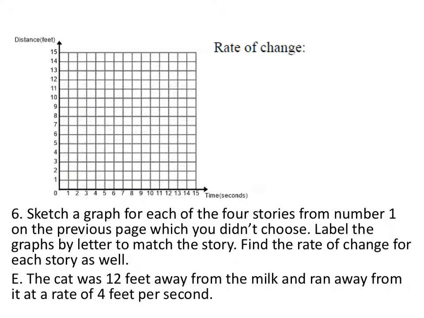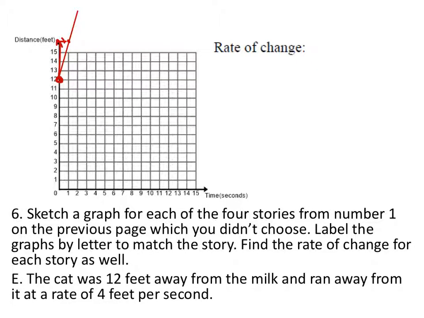All right, part E, the cat was 12 feet away from the milk and ran away from it at a rate of 4 feet per second. On this one, it's going to start 12 feet from the milk, and then it's running at 4 feet per second, so it'd be 4 feet and then 1 second right there. And that would give us this line or something like it.